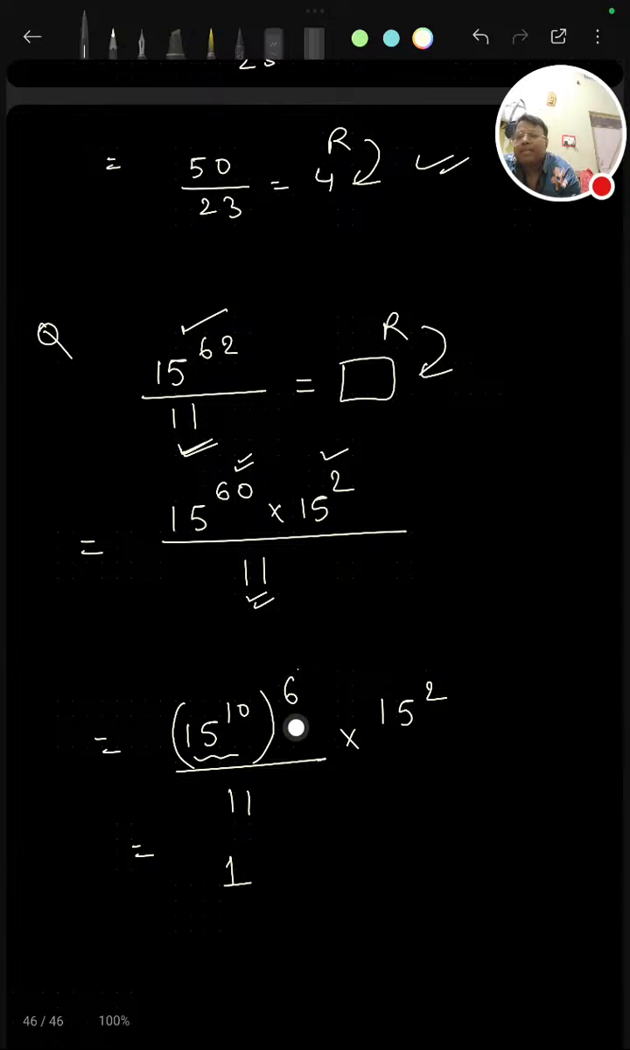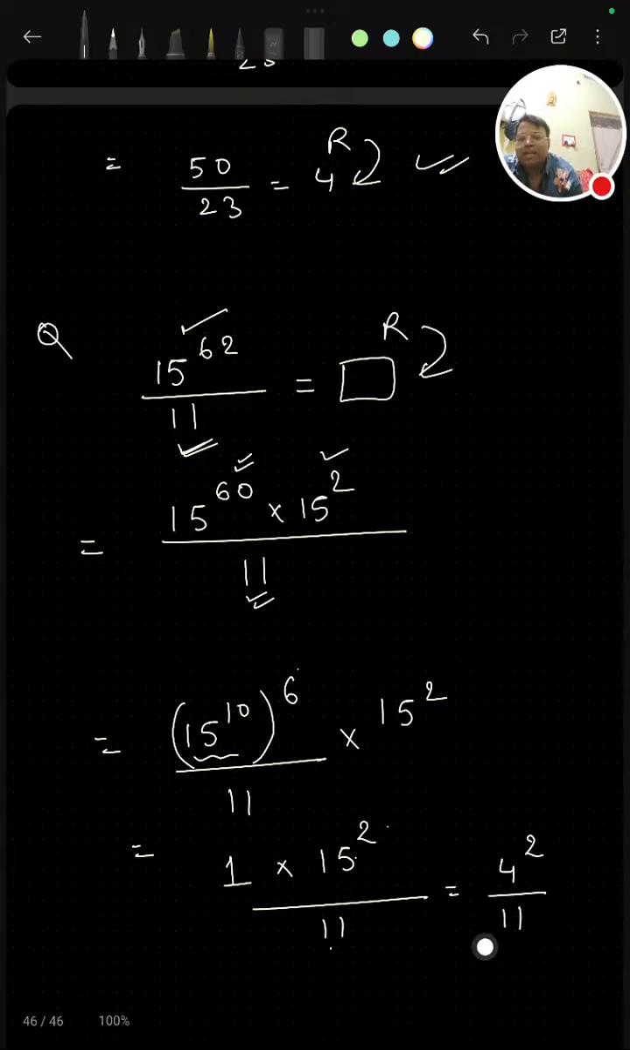The number to the power 6, so the remainder to the power 6: 1 to the power 6 is also 1. Now it is multiplied by 15 square. When you divide 15 by 11, you get remainder 4. Number to the square, then the remainder to the square: 4 square is 16.